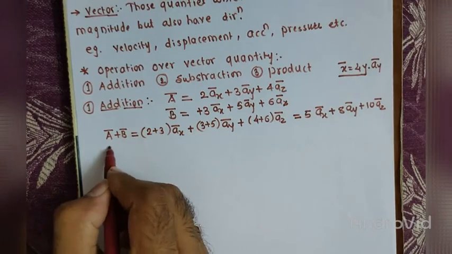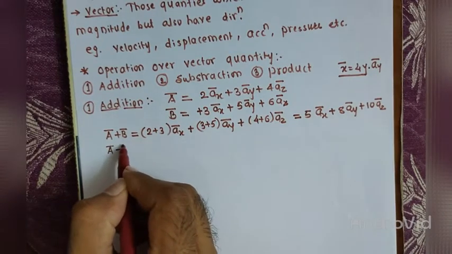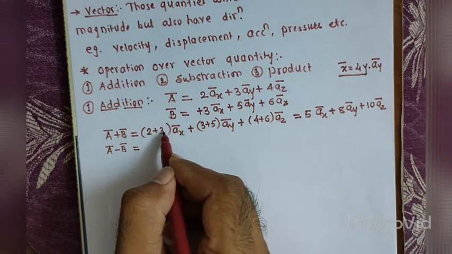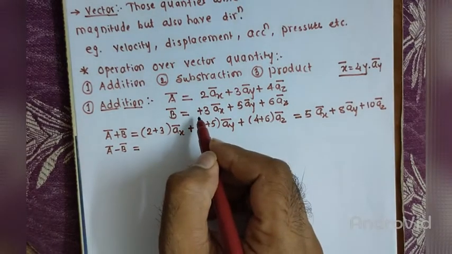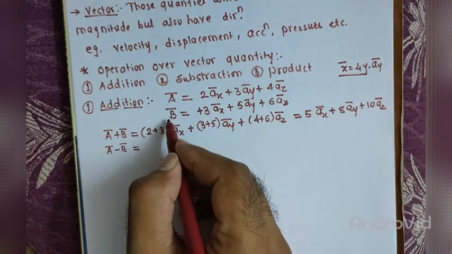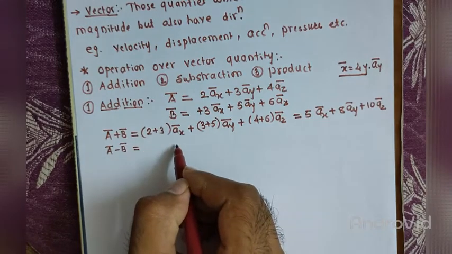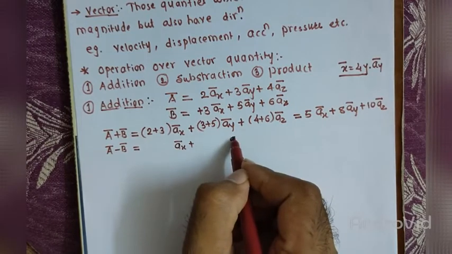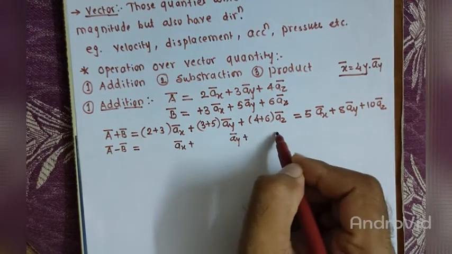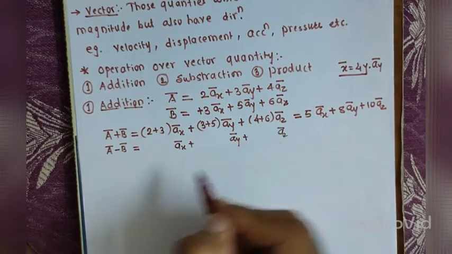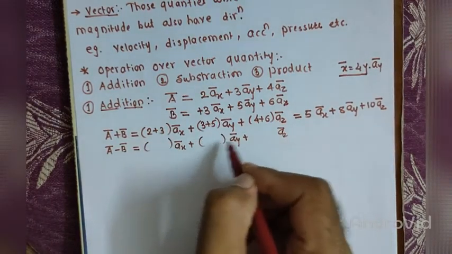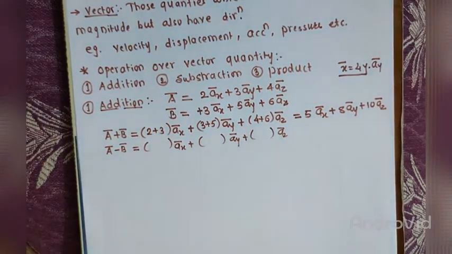Now how to subtract the same two vectors, a bar minus b bar? Instead of 2 plus 3, it will be 2 minus 3. Listen to what we are doing here, a bar minus b bar. Once again we have the common factors ax bar, then ay bar, and then az bar. So now we are going to make a subtraction here.